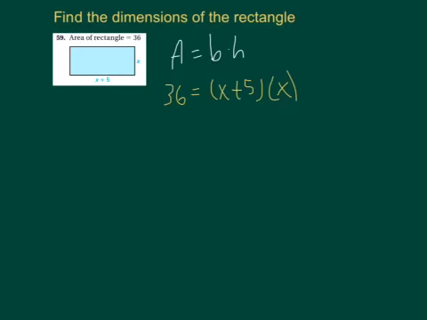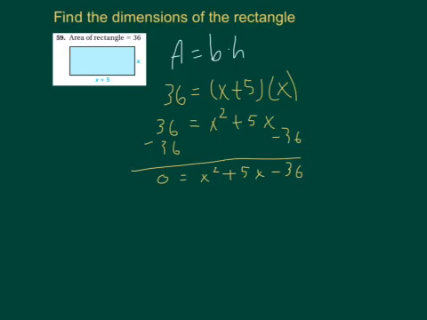The hard part's done. Now I just need to distribute, combine like terms if necessary, get rid of this 36, set this quadratic equal to 0, factor and solve. Take a minute on your own, give it a shot. Press pause now.